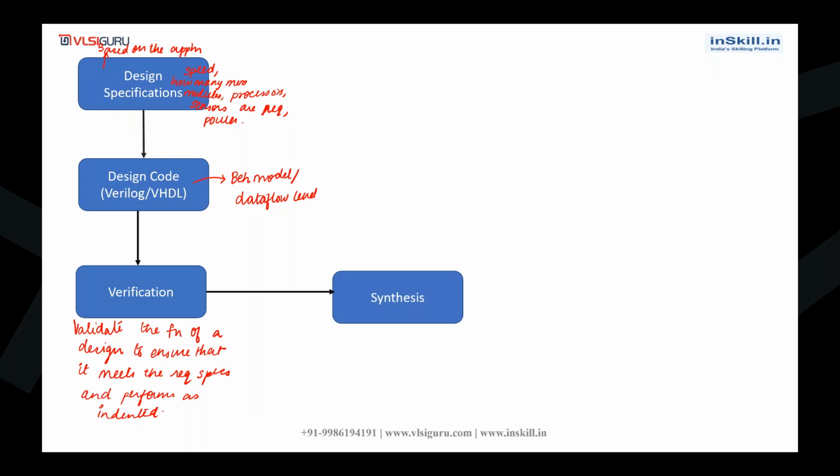And then we have the synthesis team. During synthesis, the behavioral or data flow level model code will be converted into a structural form, or we can call it a technology node specific gate level netlist.